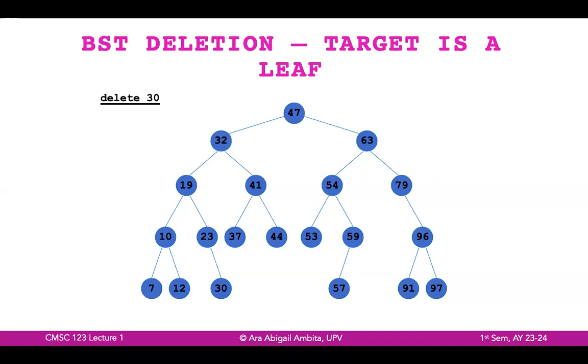Now we know that 30 is less than 47. So we are going to move to the left and compare again. So 30 is less than 32, so we are going to go to the left. Now we are at node 19. So 30 is greater than 19, so we are going right. So we are now at 23 and 30 is greater than 23, so we are going right. And we have found the node 30 and then we are going to delete that node.